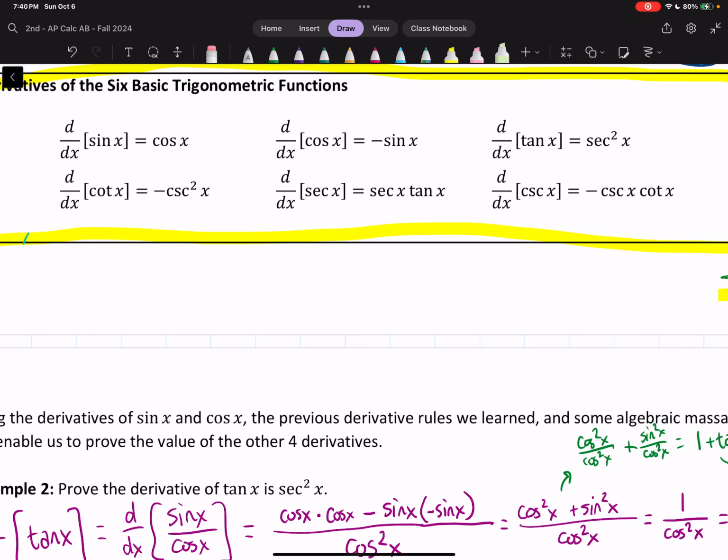Okay, notice we've got our sine and cosine there that we just talked about. They include tangent of x. So the derivative of tangent of x is secant squared of x. And then our secondary trig functions. So the derivative of cotangent of x is the opposite of cosecant squared of x. The derivative of secant of x is secant of x tangent of x. And the derivative of cosecant of x is the opposite of cosecant of x cotangent of x.